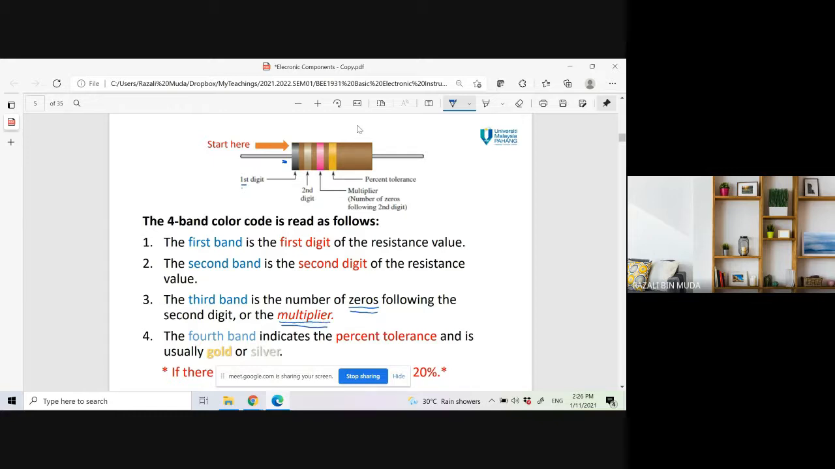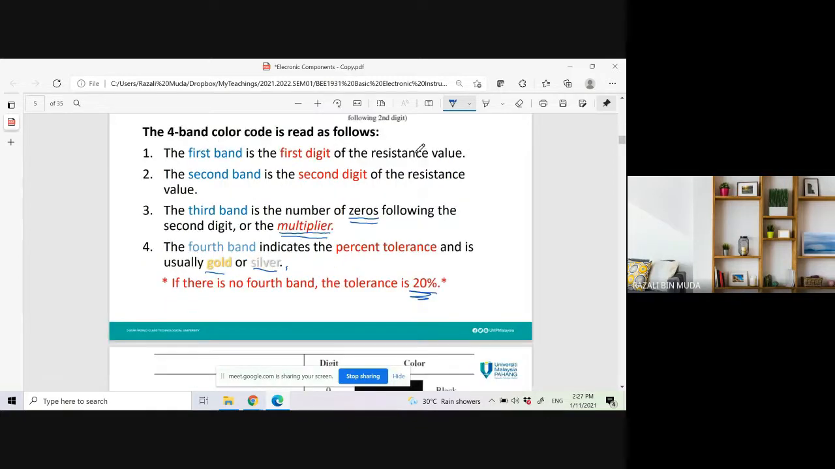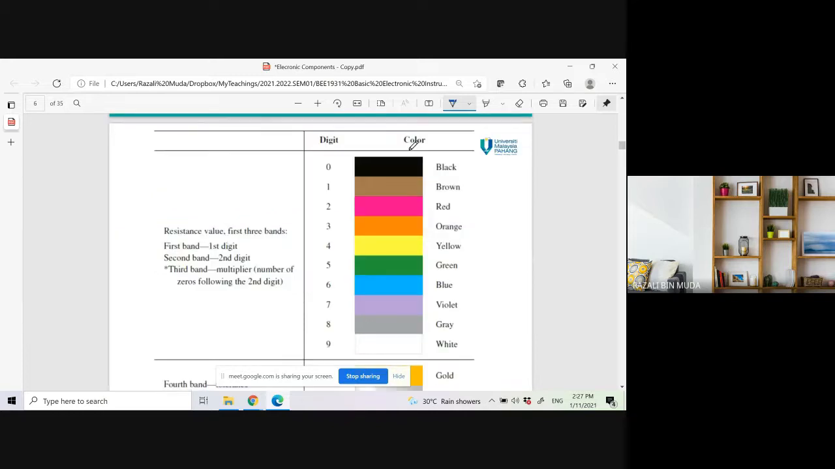Multiply by how much? Kilo. How many zeros? The fourth band indicates the percentage tolerance and is usually gold or silver in color. If there is no fourth band, the tolerance is 20%. If there is no fourth band, meaning it is not written, the tolerance is approximately 20%.